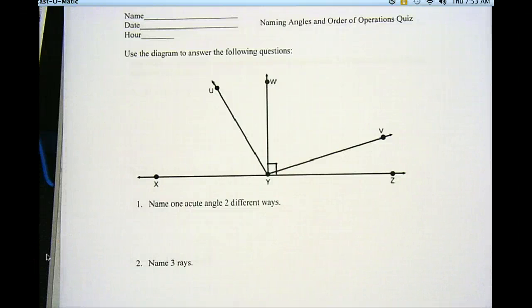Okay guys, this is a video that's going to help you with your test retake on naming angles and order of operations today. The first problem says, name one acute angle two different ways.